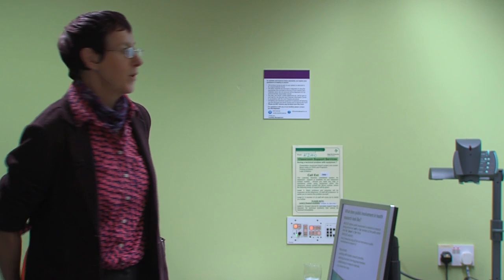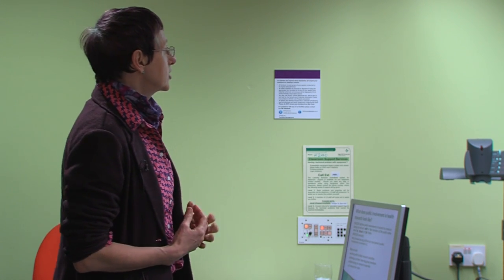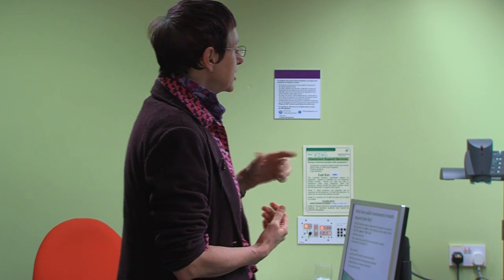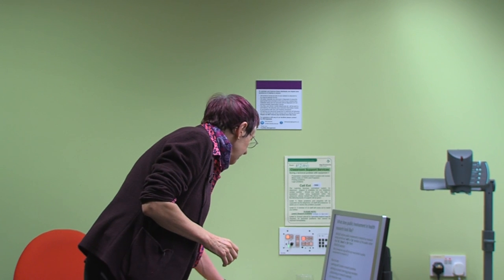So there is a line now, officially, on what public involvement in health research looks like, and an organisation within the NHS which explicitly supports and promotes public involvement in health research. And it's called Involve. And it defines public involvement in research as research being carried out with or by members of the public rather than to, about, or for them. So there is something there about taking particular roles and having a particular relationship to the research process. And in indicative ways might be, for instance, working with funders on establishing research priorities to be funded in the first place, perhaps advising as project steering group members, perhaps collaborating on the research materials or research processes, or taking up co-researcher roles. So those are the kinds of things that people expect now.